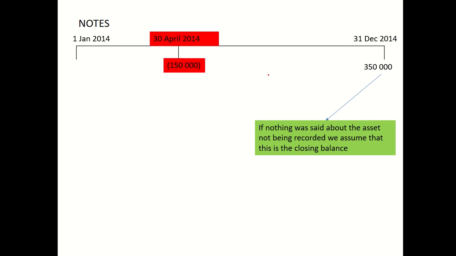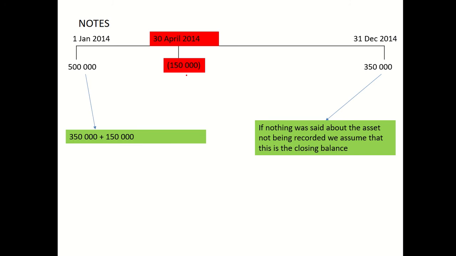On the 30th of April 2014, we sold a vehicle and the cost price of that vehicle was 150,000 rand. If this is the closing balance, note that it means that we already subtracted 150. So for us to determine the balance at the beginning of the year, we need to add that 150,000 rand to 350,000 rand and we'll get 500,000 rand. Hence, I've also specified it here: 500,000 rand is the sum of 350 plus 150. This is the balance at the beginning of the financial year.